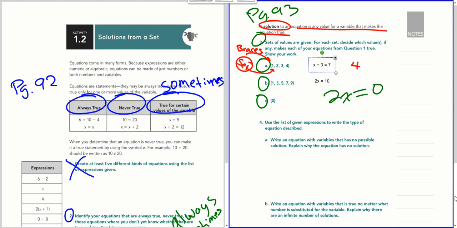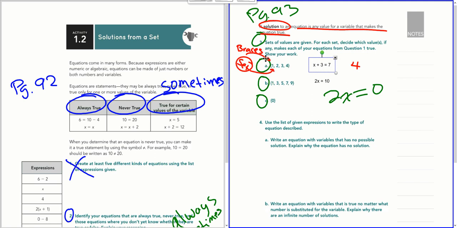Okay? And then over here, it introduces the idea of a solution, and this is really important. A solution to an equation is a value for a variable that makes the statement true, or the equation true. So if I can put a value in for a variable, and it makes that statement true, I just put in a solution. Okay, so x plus 3 equals 7.